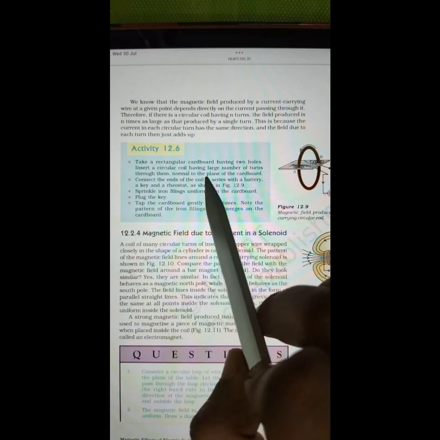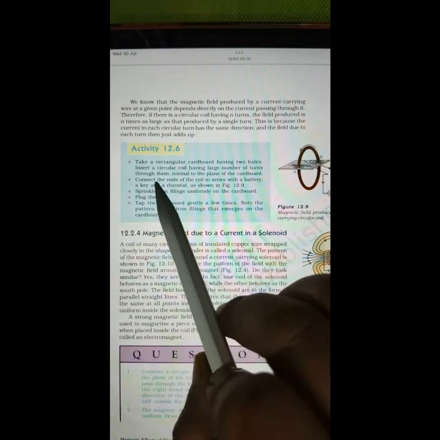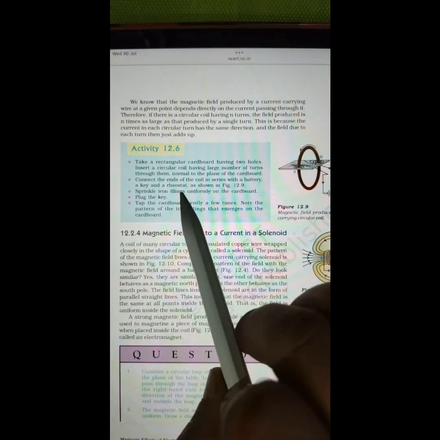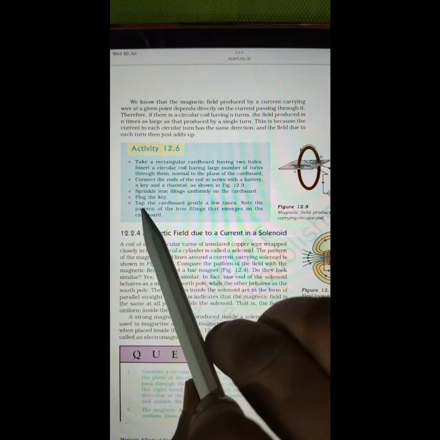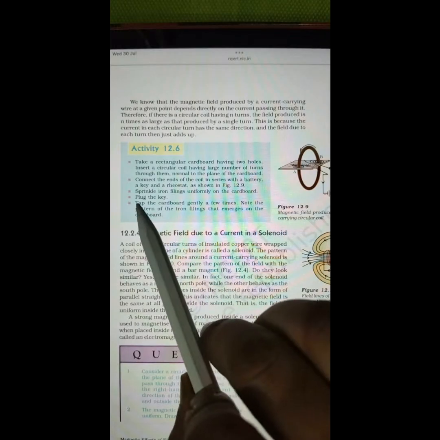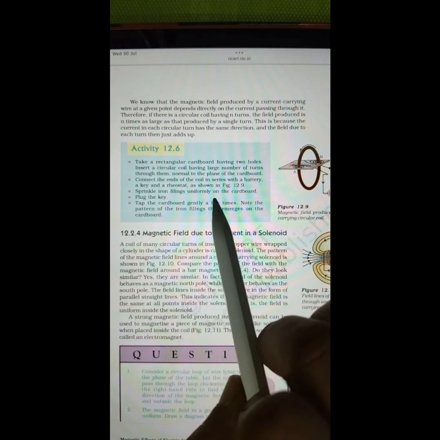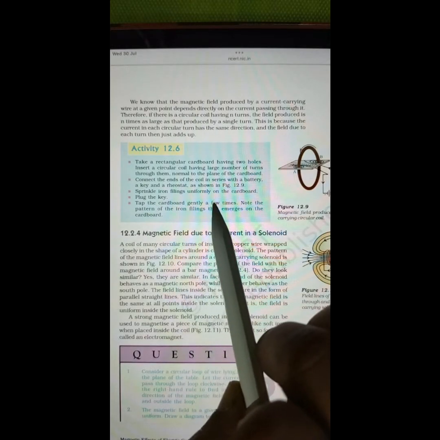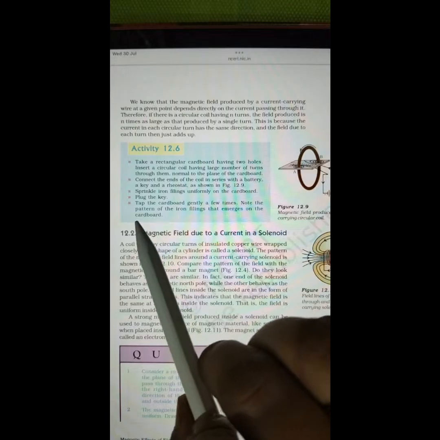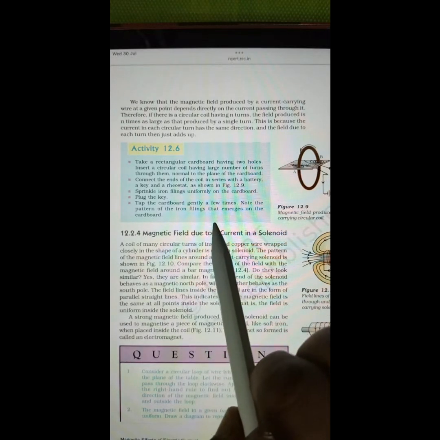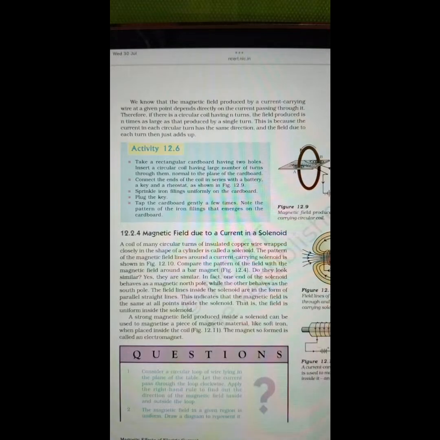Take a rectangular cardboard having two holes. Insert a circular coil having a large number of turns through them. Normal to the plane of the cardboard, connect the ends of the coil in series with a battery, a key, and a rheostat as shown in figure 12.9. Sprinkle iron filings uniformly on the cardboard. Plug the key. Tap the cardboard gently a few times. Note the pattern of the iron filings that emerges on the cardboard.